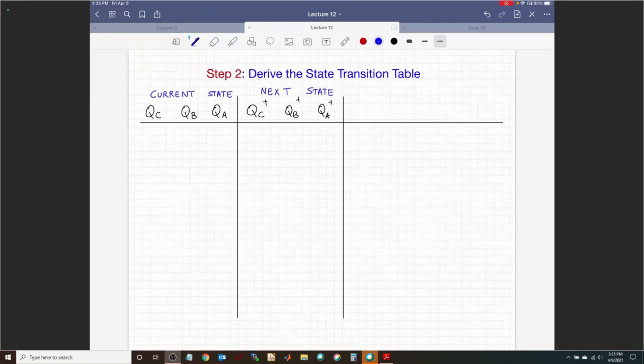And then I need to figure out what I should give at JC, KC. Why JC, KC? Because I'm trying to use a JK flip-flop to generate the most significant bit of the counter. And for the next most significant bit, I used a toggle flip-flop, TB. And for the least significant bit, I used a D flip-flop, DA. So I need to figure out all those using excitation tables.